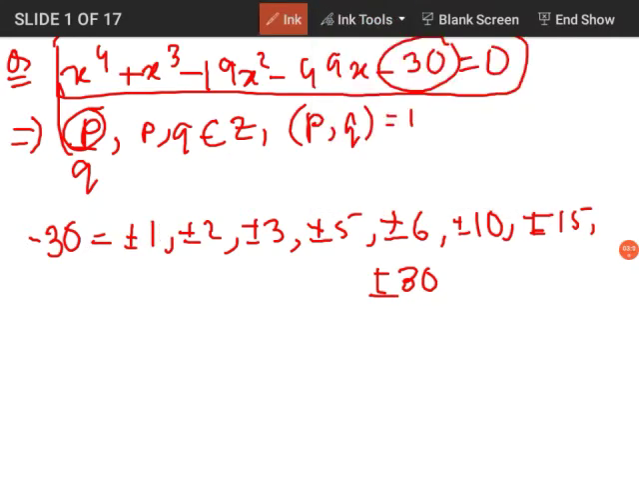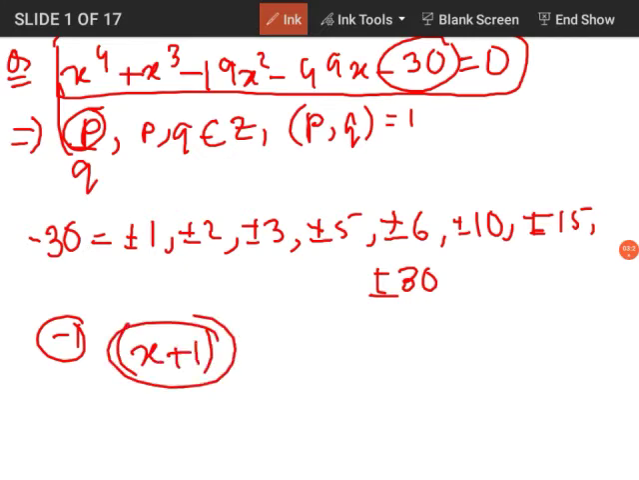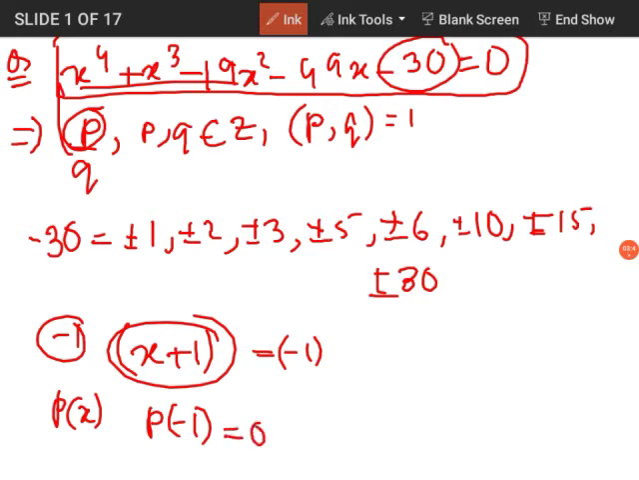For example, I'm showing you one example. Say I take minus 1, I want to check minus 1. Then we have to check if x plus 1 divides this polynomial. To check, let's say this is p of x. We have to find the value of p of x at x equals minus 1. If I replace x by minus 1, you can check that the answer comes out to be 0. So we can say that minus 1 is a root.